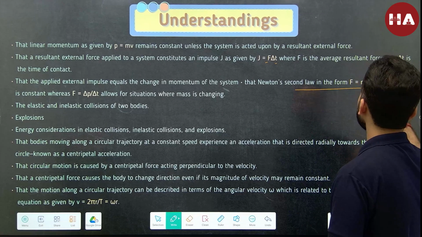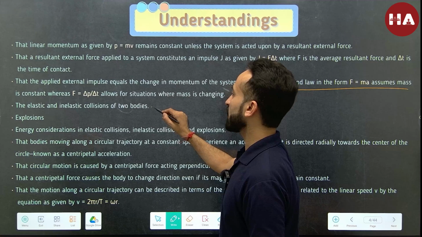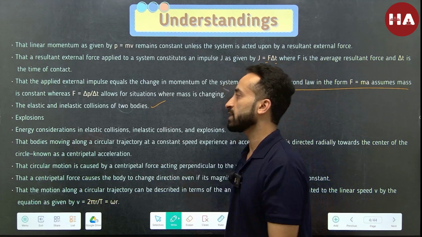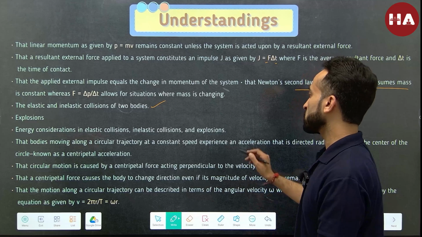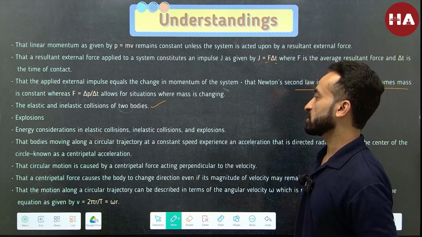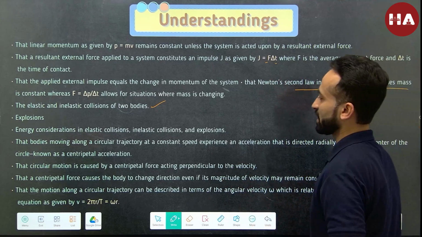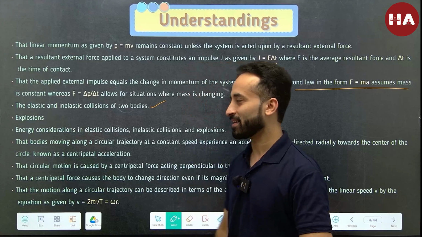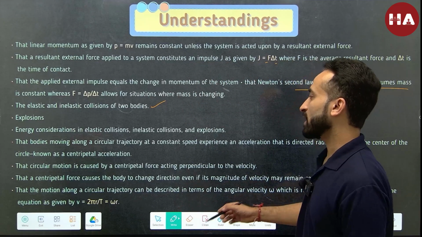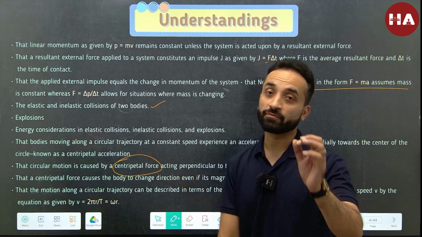That Newton's second law is in the form of F equals ma, the elastic and inelastic collision of two bodies. So collision is a very integral part of this unit. Explosions, energy considerations in all sorts of collision, that bodies moving along a circular trajectory at a constant speed experience an acceleration that is directed radially inward. So there is a lot to say here, but I don't want to confuse you by talking much, just giving you an idea. That circular motion is caused by a centripetal force. So this is what we are going to learn, is very important.